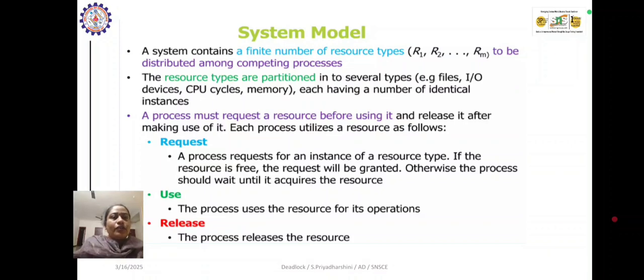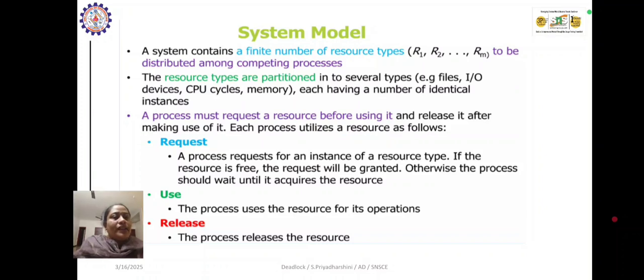So first of all, we have to know how a system is modeled. So when you take a computer system, it contains a finite number of resource types. That is R1, R2, etc. up to Rm. So resources are nothing but it could be any file or input-output devices, or even memory is called to be a resource. This should be distributed among competing processes. The resource types are then partitioned into several types, each having a number of identical instances.